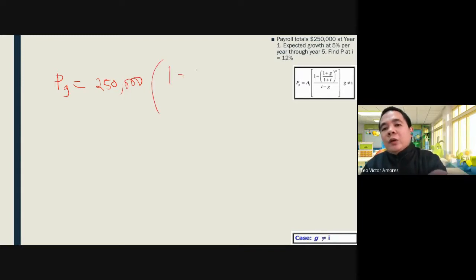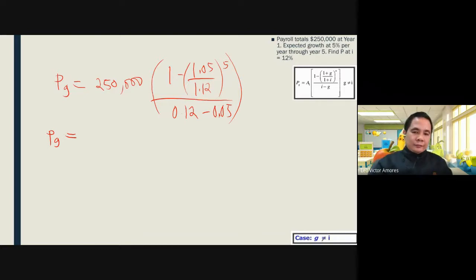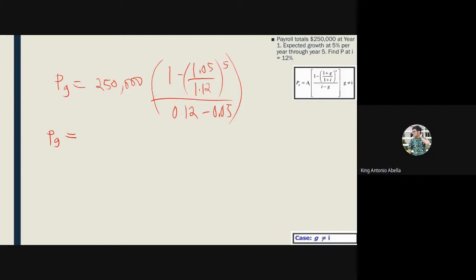Anybody? 1.05 divided by 1.12 to the exponent of 5 years, divided by 0.12 minus 0.05. Okay? Pila? $985,012, sir.